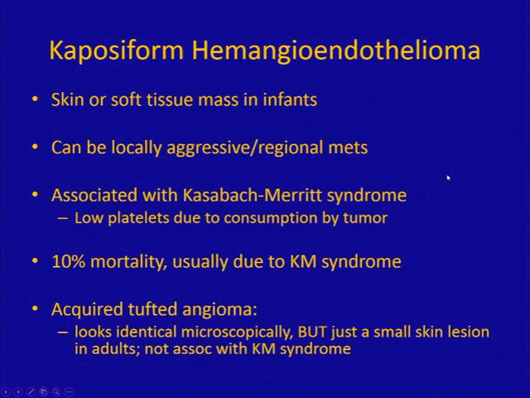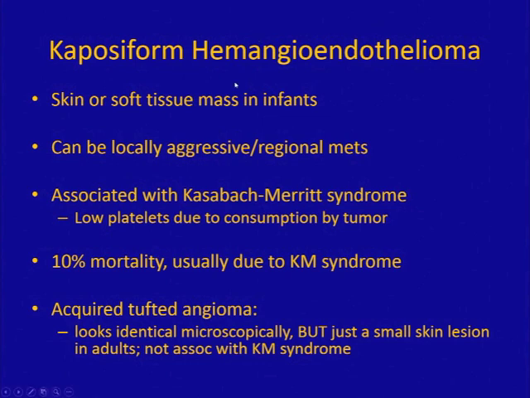And let's change to kaposiform hemangioendothelioma. This is a skin or soft tissue mass that arises in infants, almost always in little babies. Occasionally it can be in adults, but be very careful before making that diagnosis there. It can be locally aggressive and have regional mets, but distant metastasis is actually very uncommon. The biggest problem with kaposiform hemangioendothelioma is that many of these patients get Kasabach-Merritt syndrome, a consumptive syndrome where the platelets are sucked up into the vascular spaces of the tumor, and the patient gets very low platelet levels as a result, and because of that they bleed.